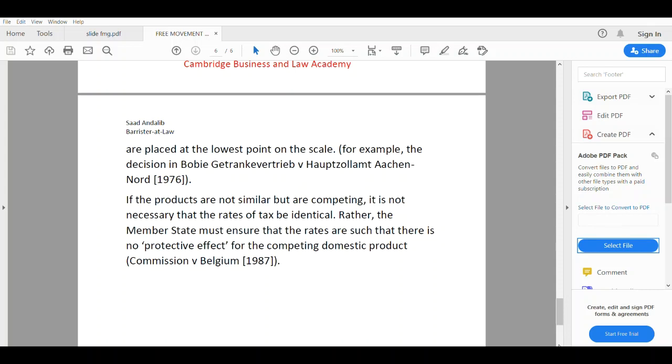This example is that if we consider coffee and tea as competing products, and according to the case of Commission versus Belgium, then we can say that if Italy imposed a 15% tax on coffee, and if there is no tea produced by Italy, then the government should ensure that for tea the rate of tax should be something like 10% or 12%, which does not give any indirect protection.